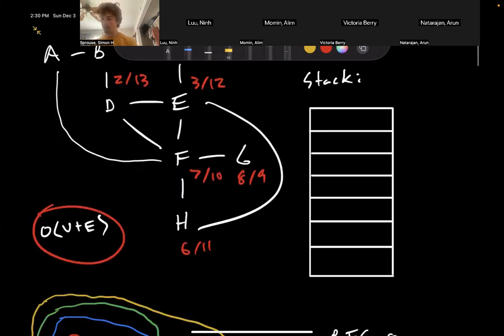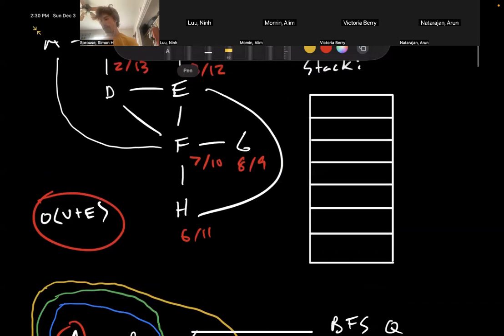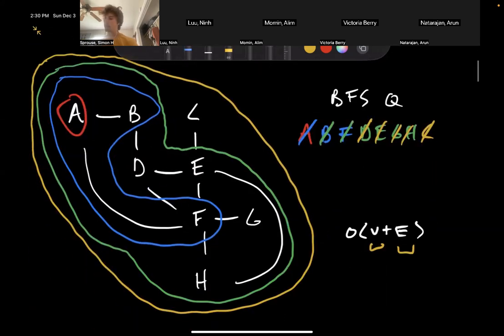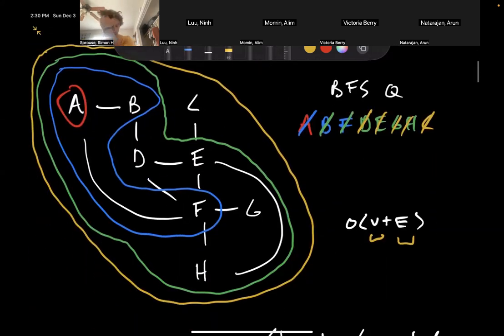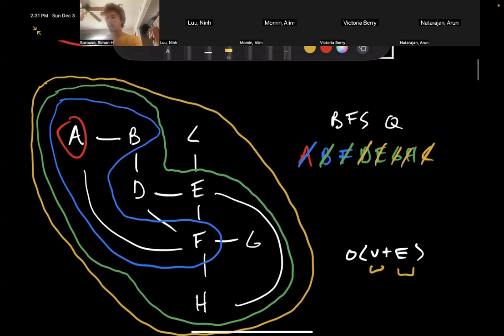Some test questions that I could see are what this runtime is, that's completely fair, or maybe what the stack looks like. For BFS, some test questions I could imagine: drawing these concentric circles, you can determine the distance from one node to another. So if there's a test question like, would you use BFS or DFS to determine the distance between two nodes? Well, the answer is BFS, right?